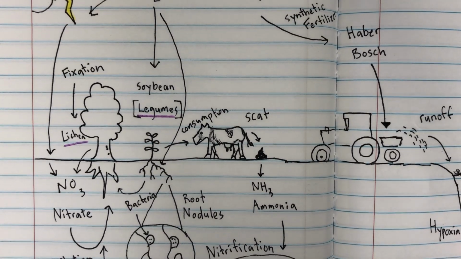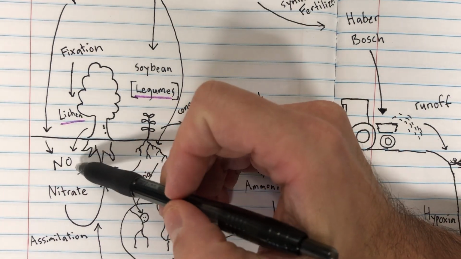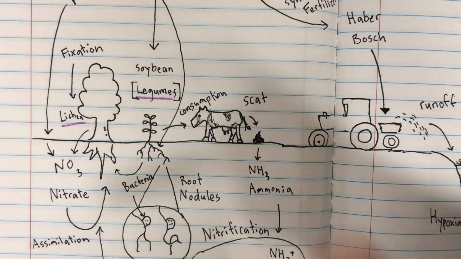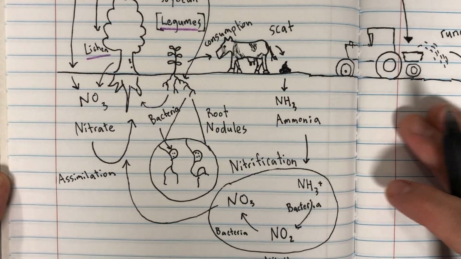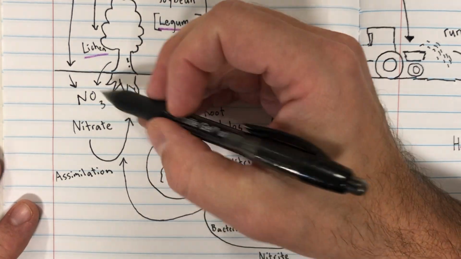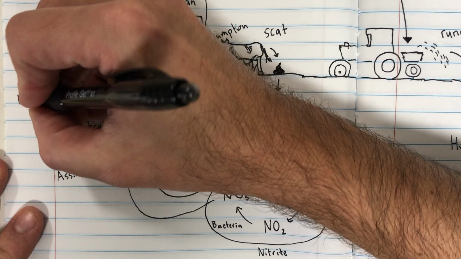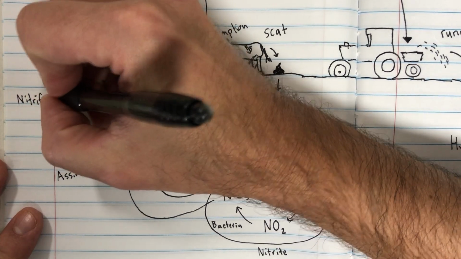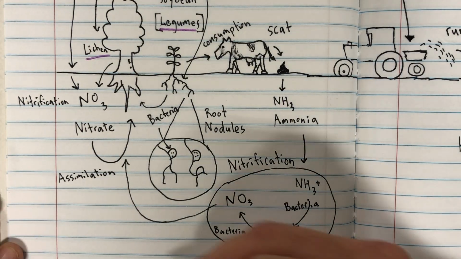Now, something that I neglected to tell you in our notes is that this nitrogen that goes into the ground needs to be nitrified. In order to become NO3, it goes through the nitrification process. So write nitrification next to NO3.